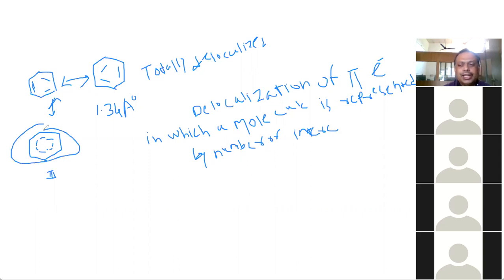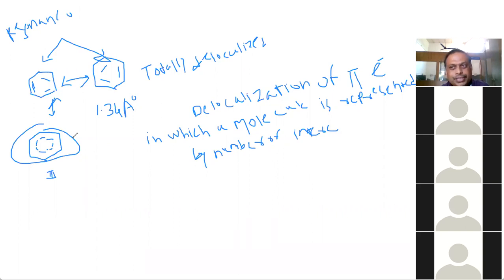The pi electrons are delocalized, and the different structures of the molecule are known as resonance forms or canonical forms. Structures one and two are the resonance forms or canonical forms. The correct structure is known as the resonance hybrid. Structures first and second are resonance forms and the third is the resonance hybrid. This is about resonance.